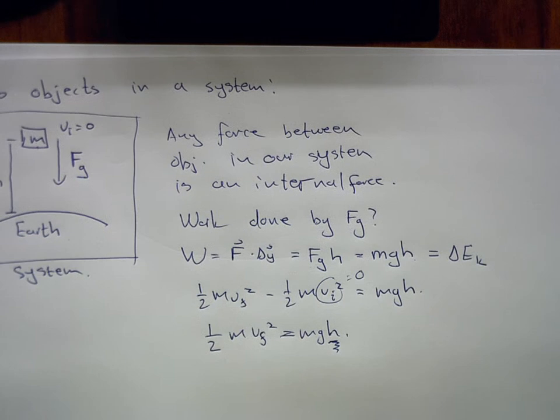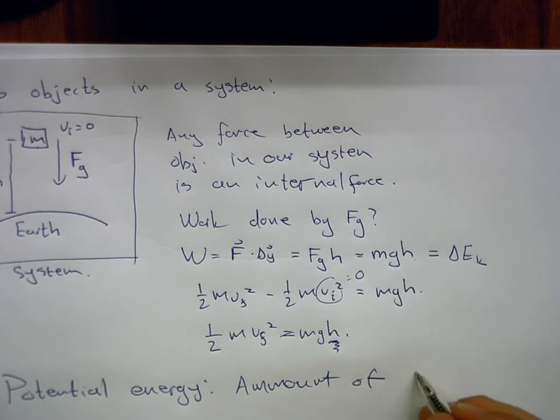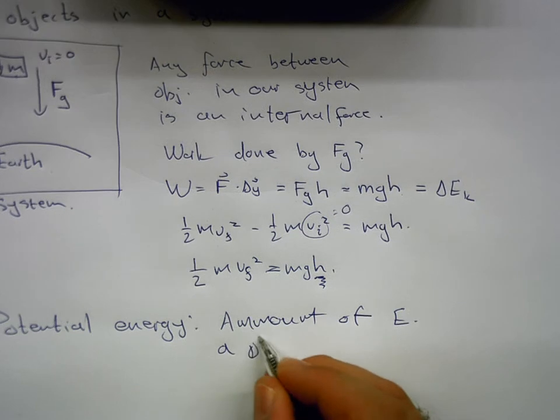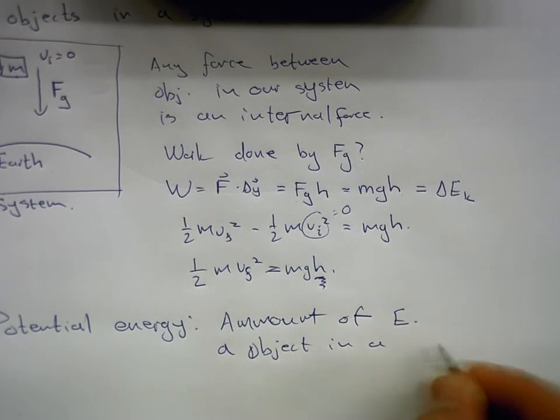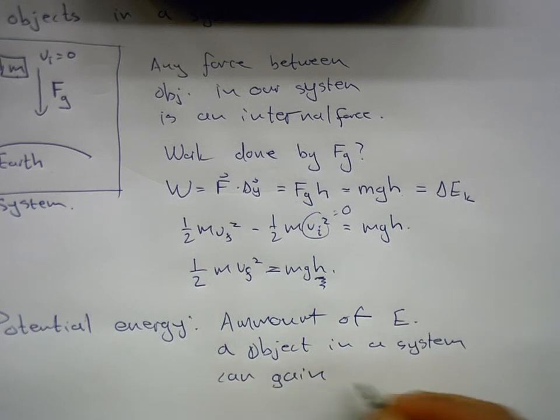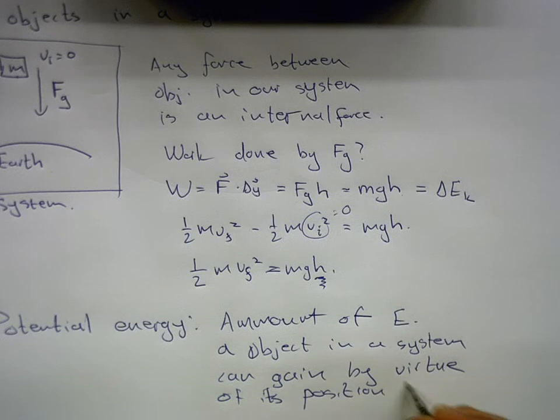So this now is the idea of potential energy. It's a measure of the amount of energy an object in a system can gain by virtue of its position relative to other objects in the system, in this case the Earth.